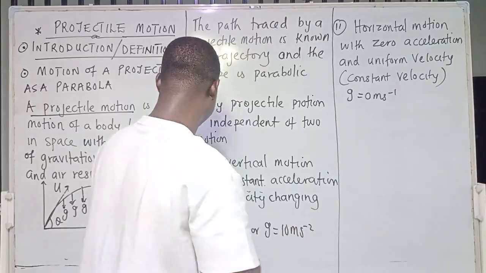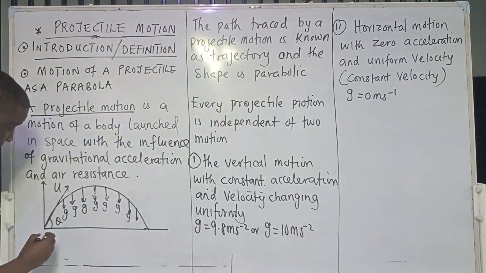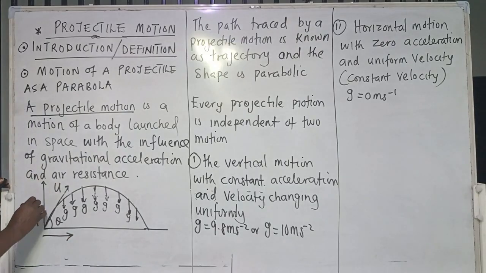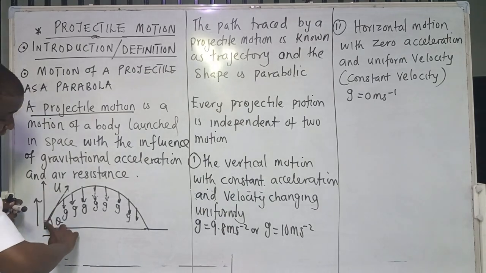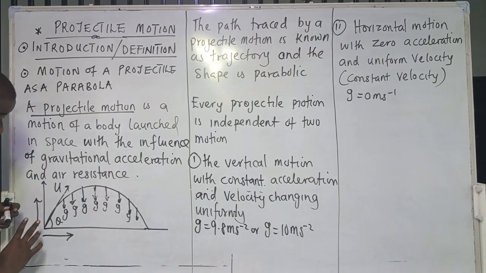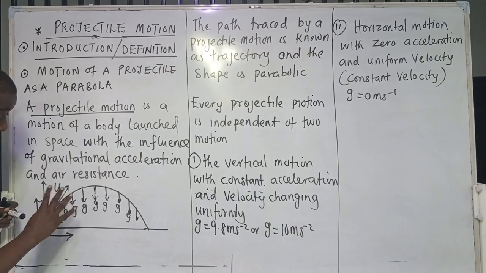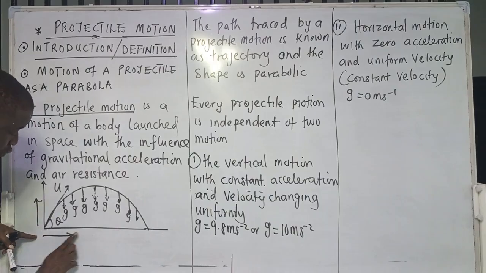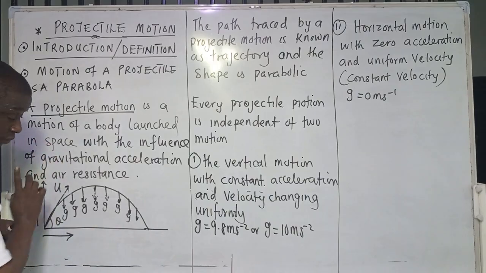So for the horizontal motion, what I'm saying is that there's a motion like this, and there's a motion this way. As the body is projected, there are two motions controlling it, but they are independent of each other. This one is 1 and 2.